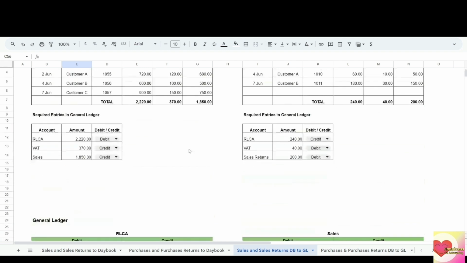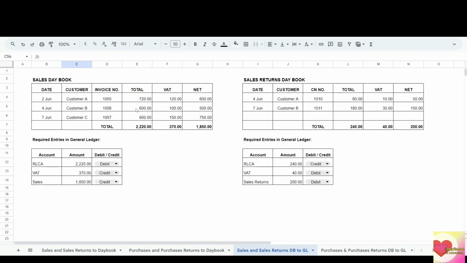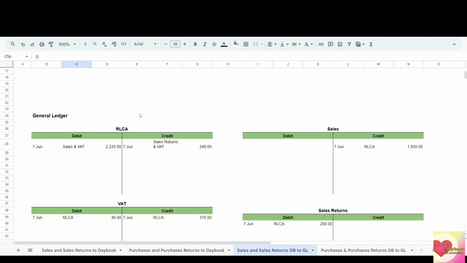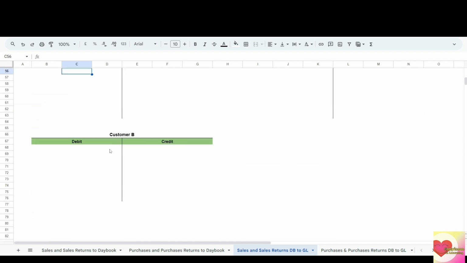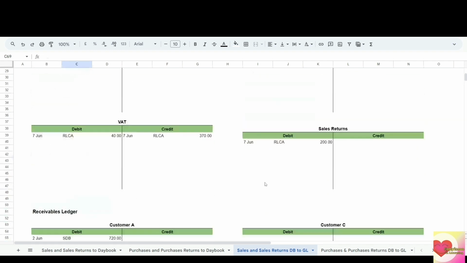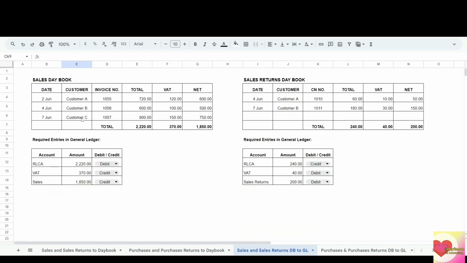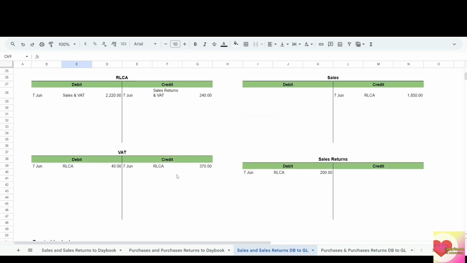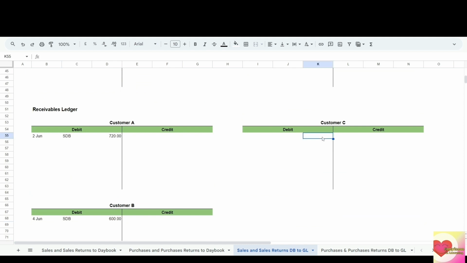Next is customer B on the 4th of June, 600. So let's enter this to customer B's individual account. Enter the amount and the date. And the details is sales daybook. Next is customer C, 7th of June, 900. Let's enter this to customer C's individual customer account. Let's enter the amount and the date, and the details is sales daybook.